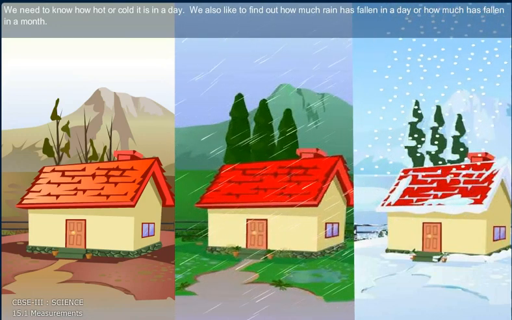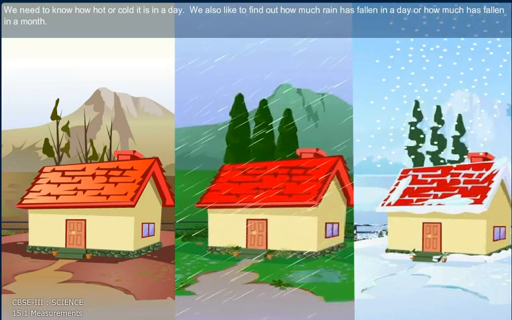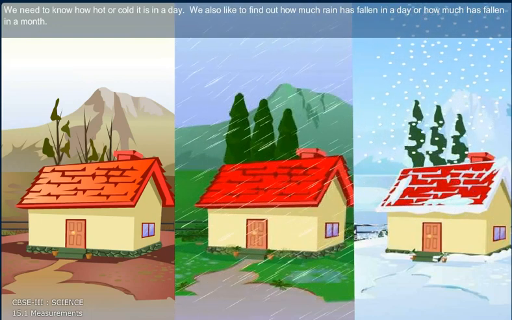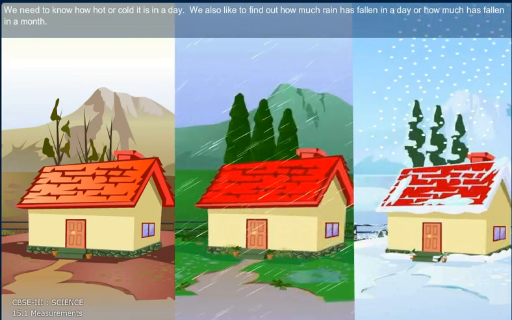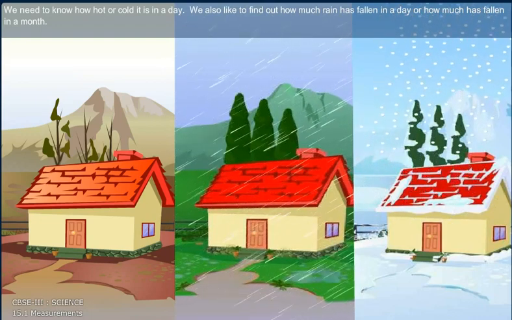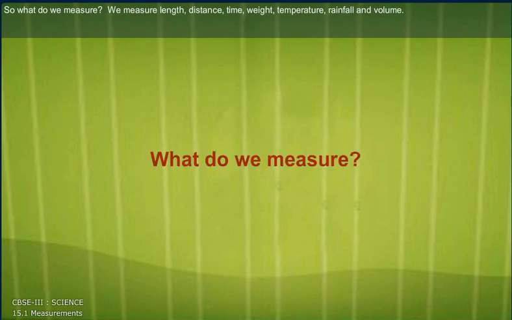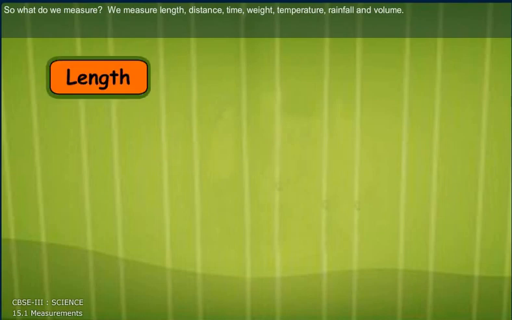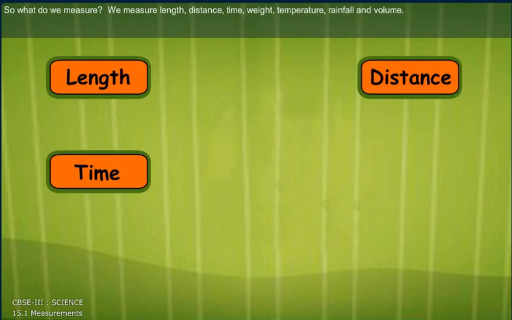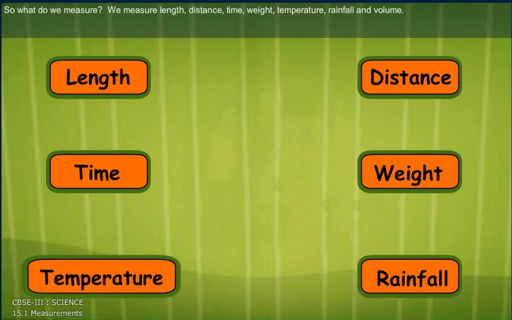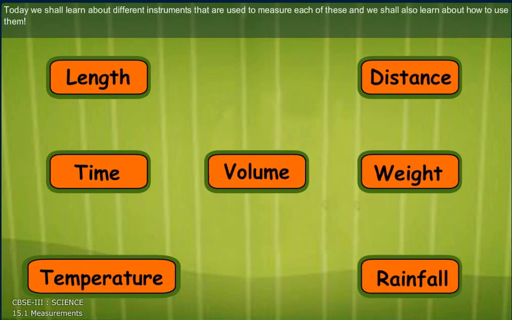We also like to find out how much rain has fallen in a day or how much has fallen in a month. So, what do we measure? We measure length, distance, time, weight, temperature, rainfall, and volume. Today, we shall learn about different instruments that are used to measure each of these, and we shall also learn about how to use them.